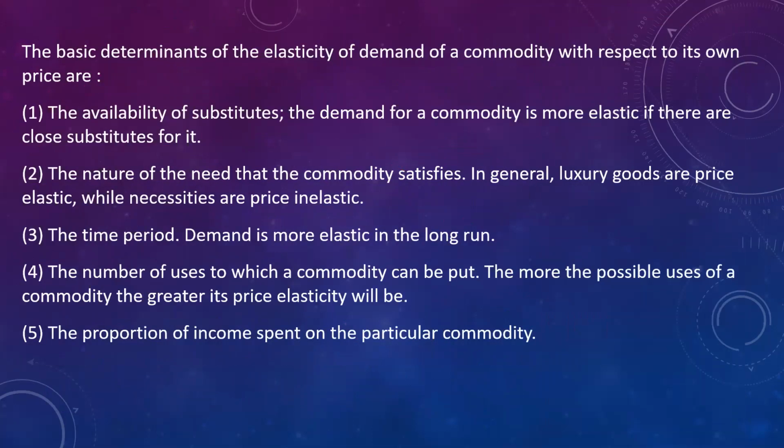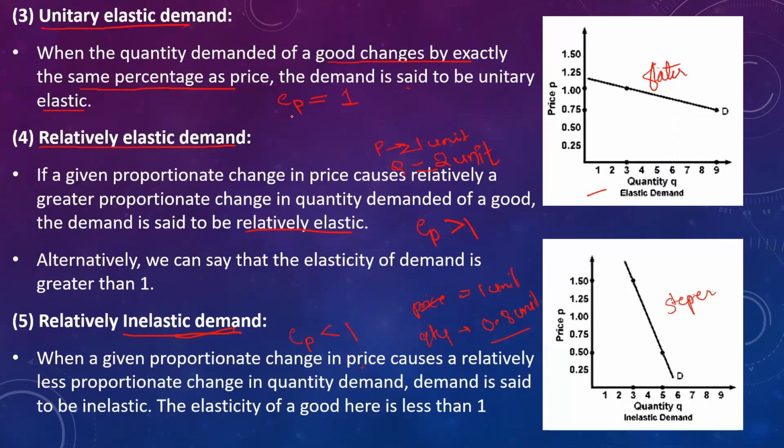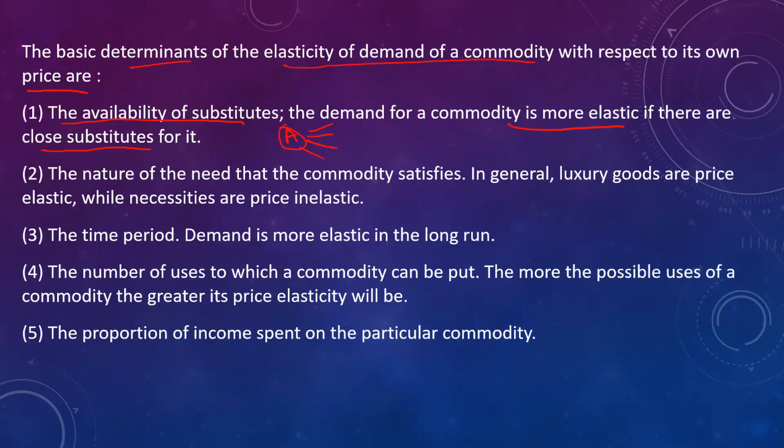Then the basic determinants of elasticity of demand of a commodity with respect to its own price. What are the determinants of elasticity? First is availability of substitutes. The demand of commodity is more elastic if there are close substitutes. If there is certain commodity A and for that there are many substitutes, then in such cases the elasticity will be more. It is more elastic. Value of more elastic is greater than 1. So EP will be greater than 1 if there are more number of substitutes.